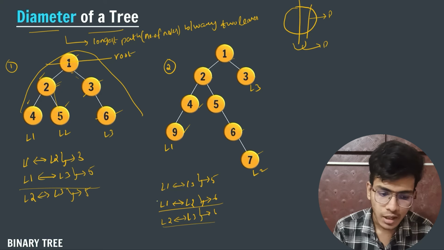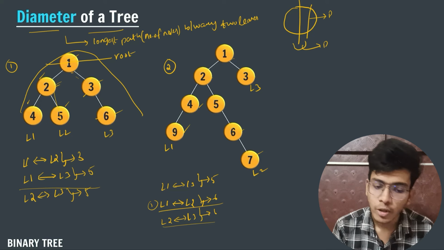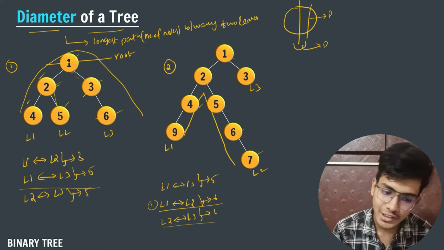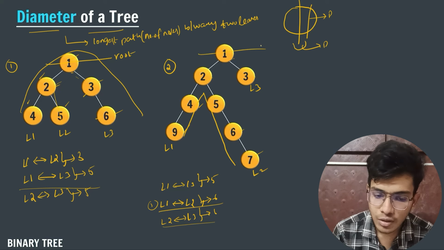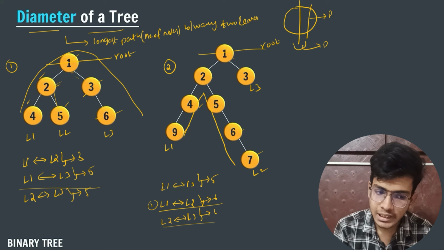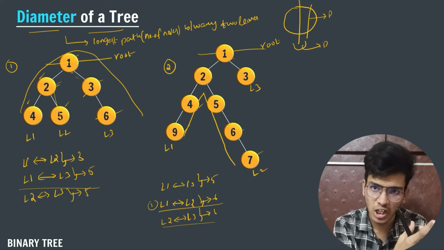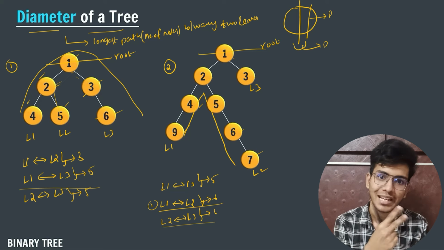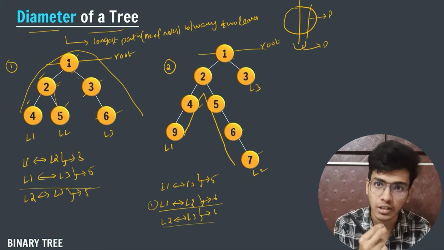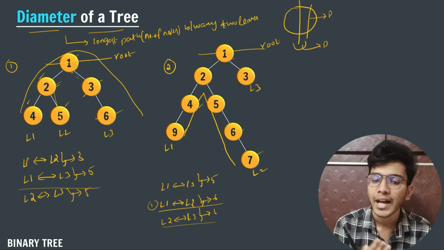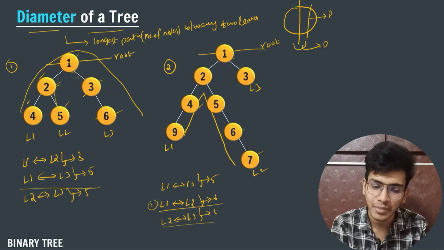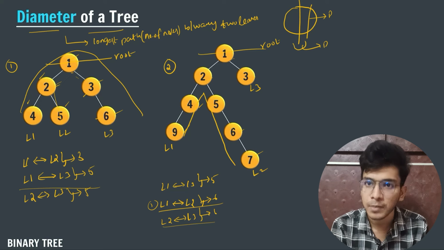So here I am choosing from leaf 1 to leaf 2. You can see this is the path I am getting, and this is the root of the tree. In my first diagram, my first tree, I am getting my diameter through my root. In my second tree, the second binary tree, I am getting my diameter not through my root. It means that I am getting my diameter through one of the subtrees, a sub part of my tree.